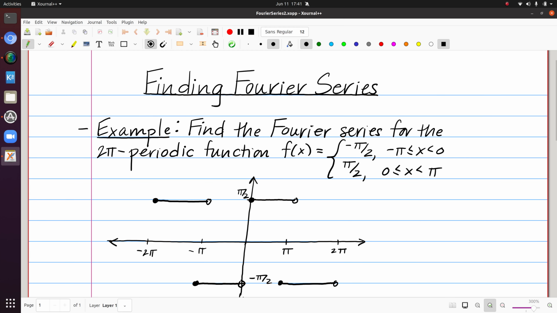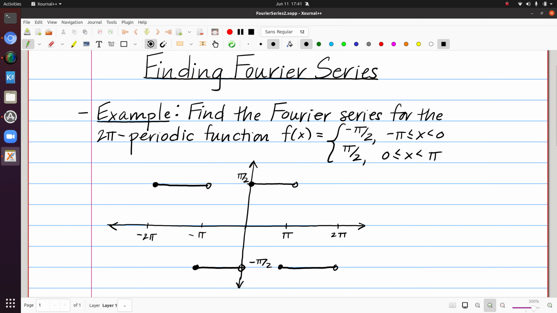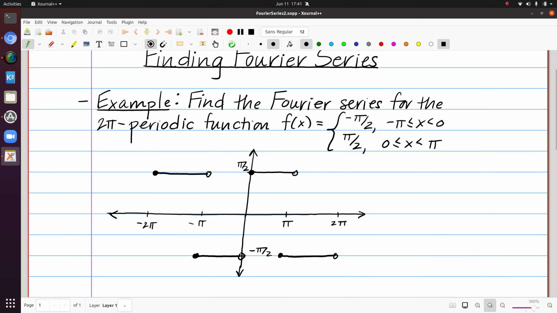In the previous video, we wrote down the definition of a Fourier series for a 2-pi periodic function f of x. What I'd like to do now is use that definition to find the Fourier series for the function I've graphed here. This is a piecewise function defined to be equal to minus pi over 2 when x is greater than or equal to minus pi and less than 0.